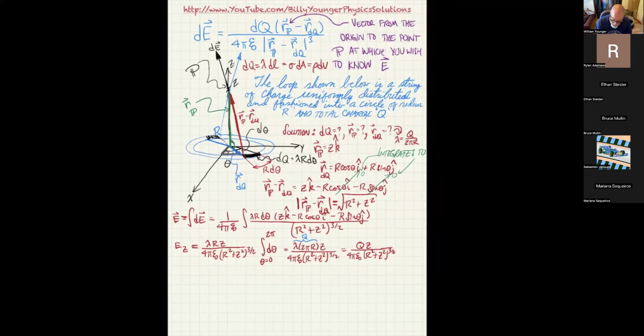Now what I'm going to do is write out E sub x. And for E sub x, I'm also going to pull all the stuff out in front that's a constant. So I've got a lambda r squared over 4 pi epsilon naught r squared plus z squared to the 3/2. All that's been pulled out in front. And now I'm going to integrate. In this case, there's a negative I have to put out in front, but I'm going to integrate cosine theta d theta, from theta equals 0 to 2 pi.